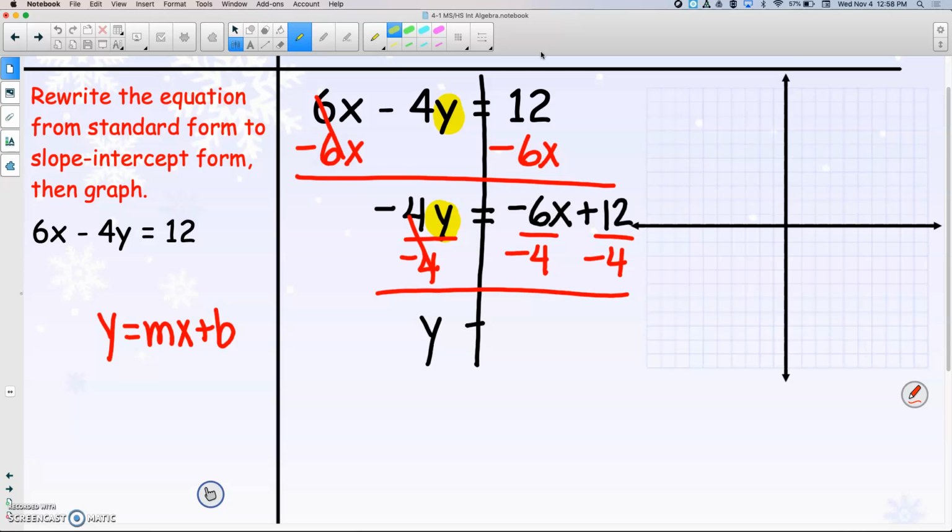So simplifying my fraction, -6 over -4 reduces to 3 over 2. 3 over 2. And then 12 divided by -4 is -3. Remember on this fraction, when you divide a negative by a negative, it's a positive. So my graph needs to start at -3. And then my slope says rise 3, run 2. Rise 3, run 2. So there's my graph.